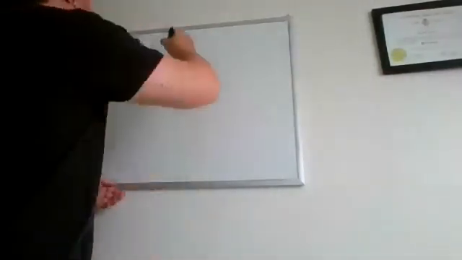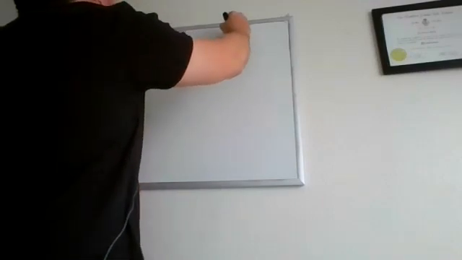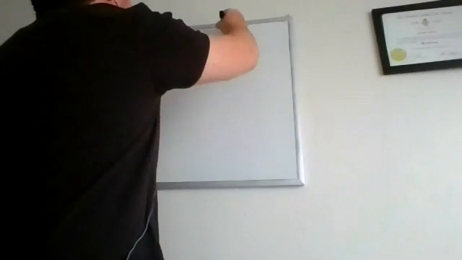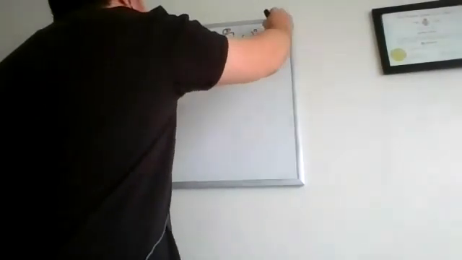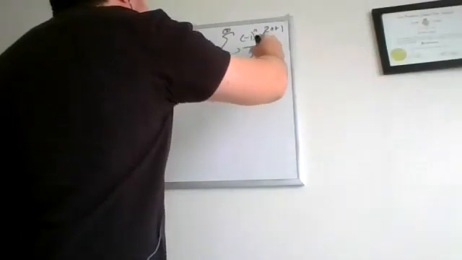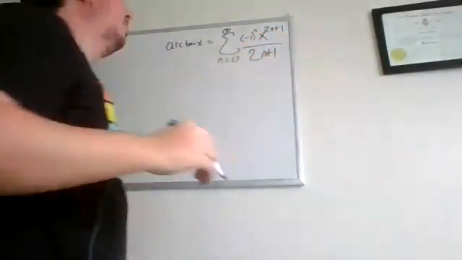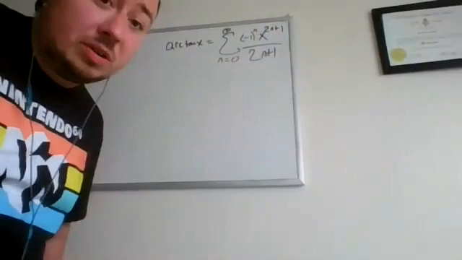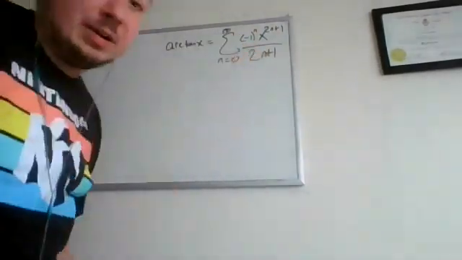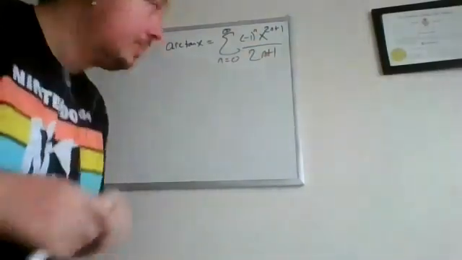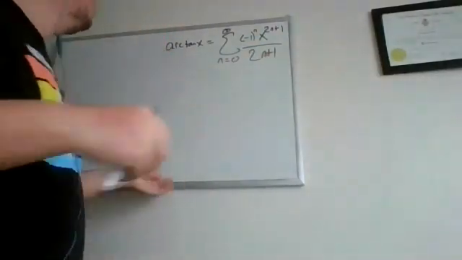Okay, so here's my first example. Let's remember what the series for arctangent is. Arctangent of x is the sum from 0 to infinity of (-1)^n x^(2n+1) divided by 2n+1. So it's actually very similar to the sine series. It's just that it's not divided by a factorial. It's divided by regular 2n+1.